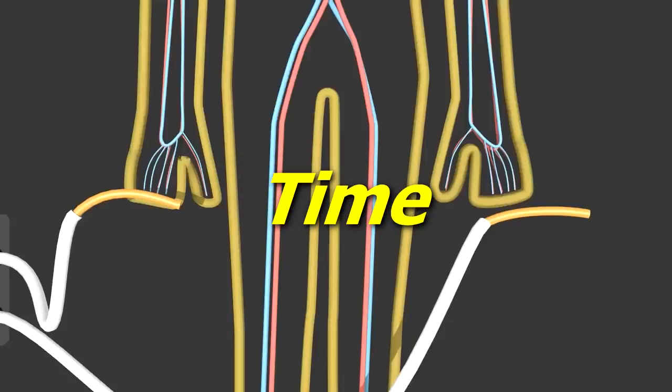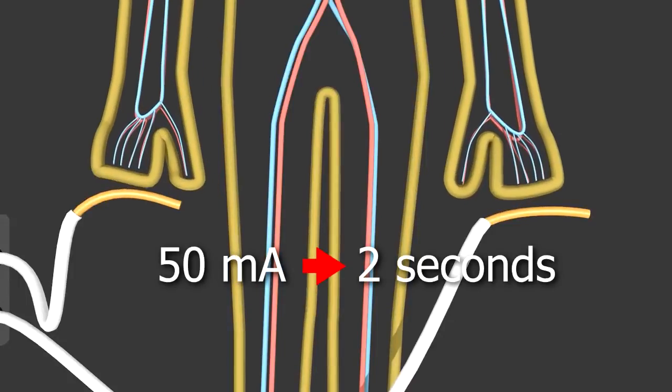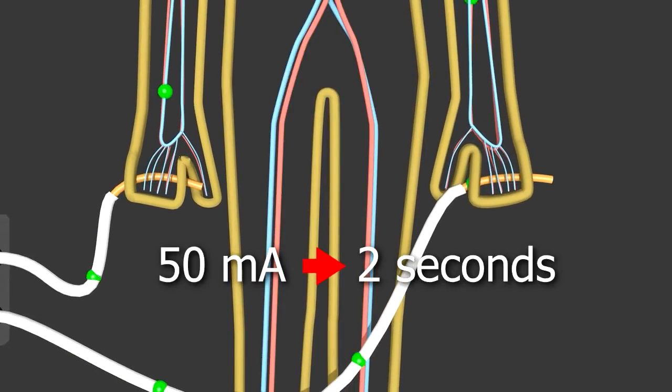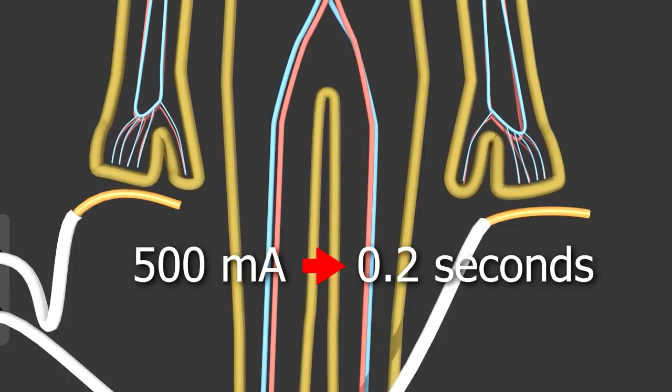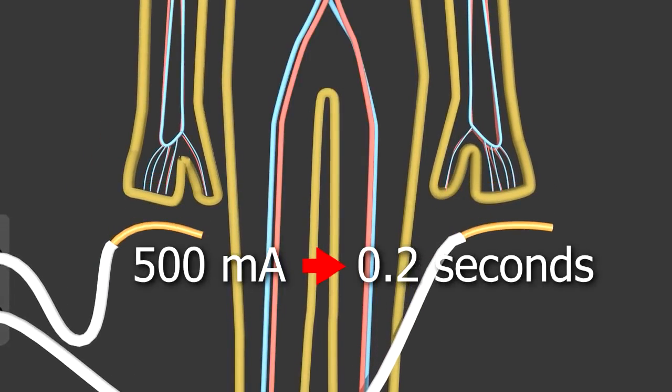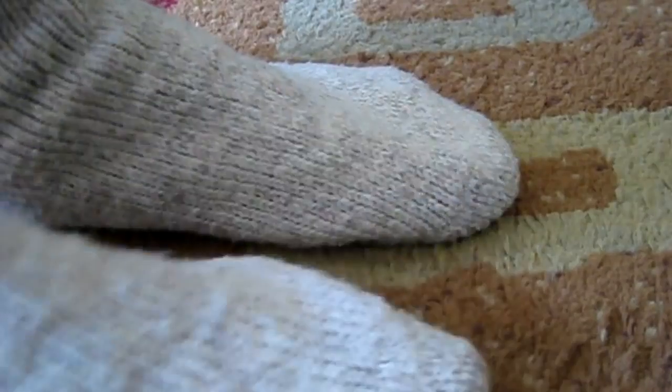How long the current flows also has an effect. At 50 milliamps, if you manage to let go within 2 seconds, then you'll be okay. But if the current is 500 milliamps, then you have just 0.2 of a second to let go and still be okay.